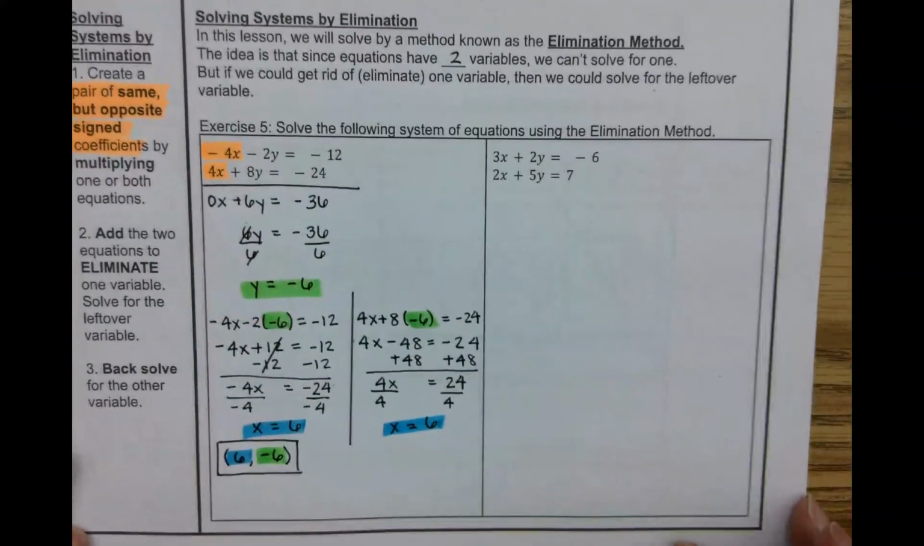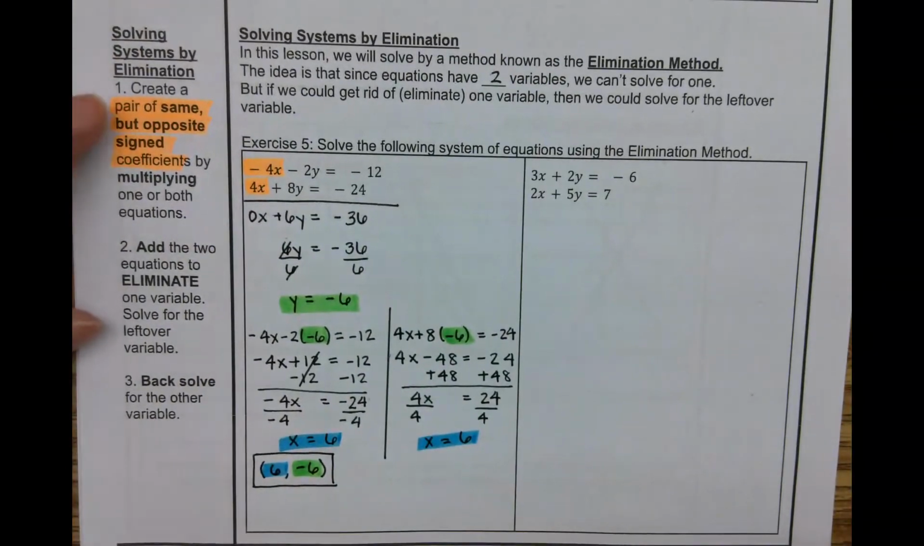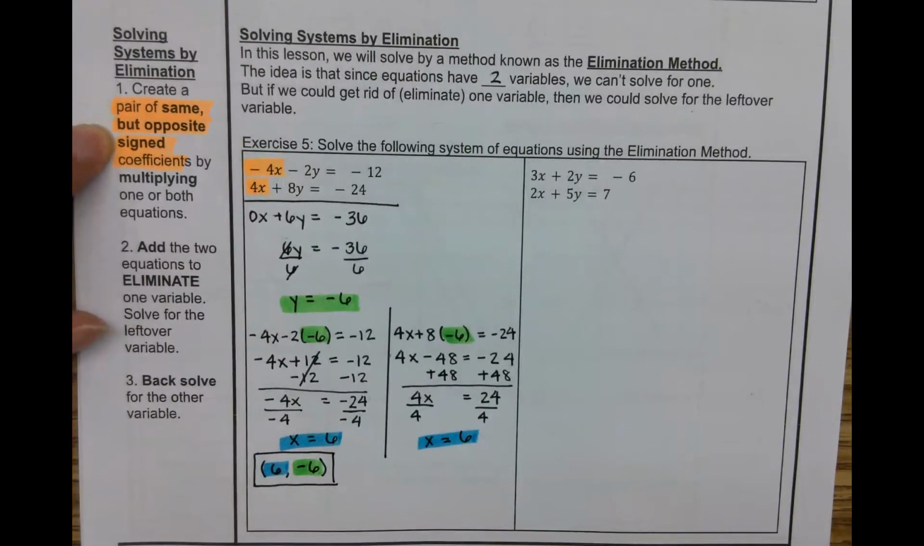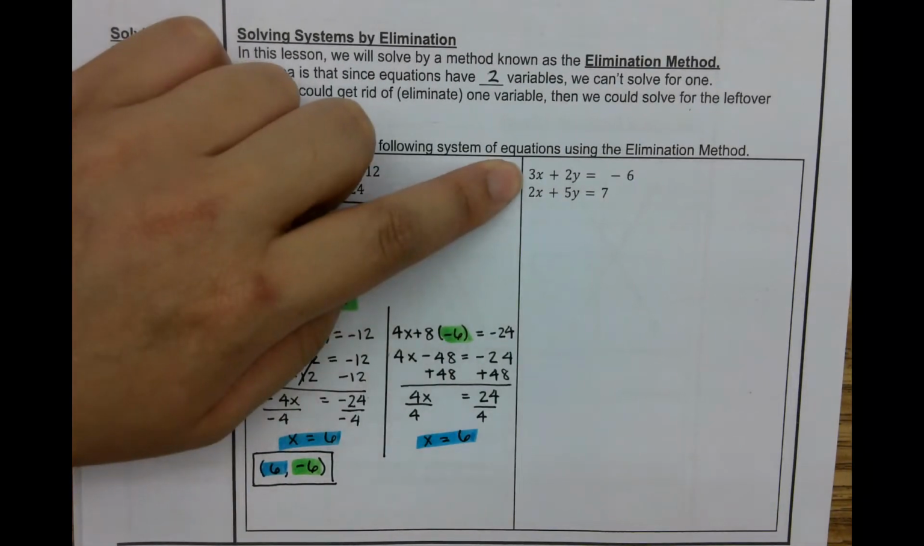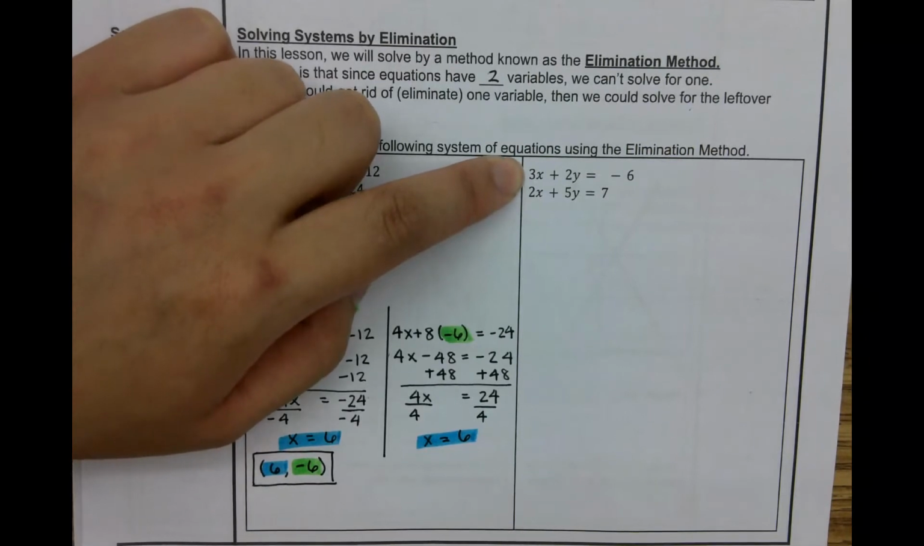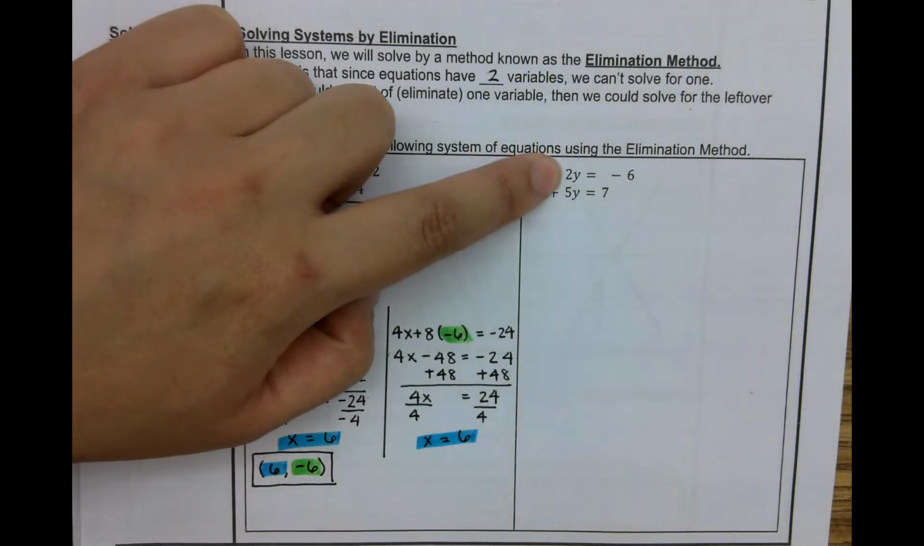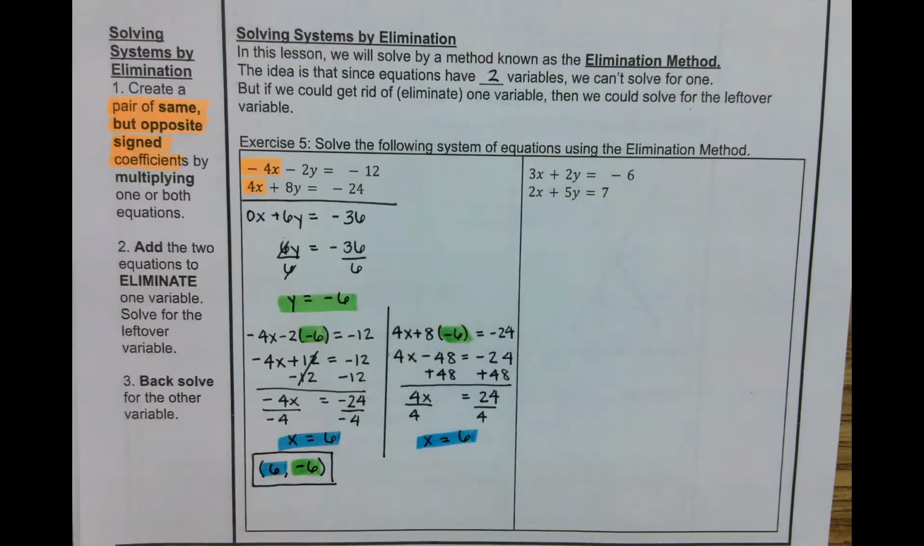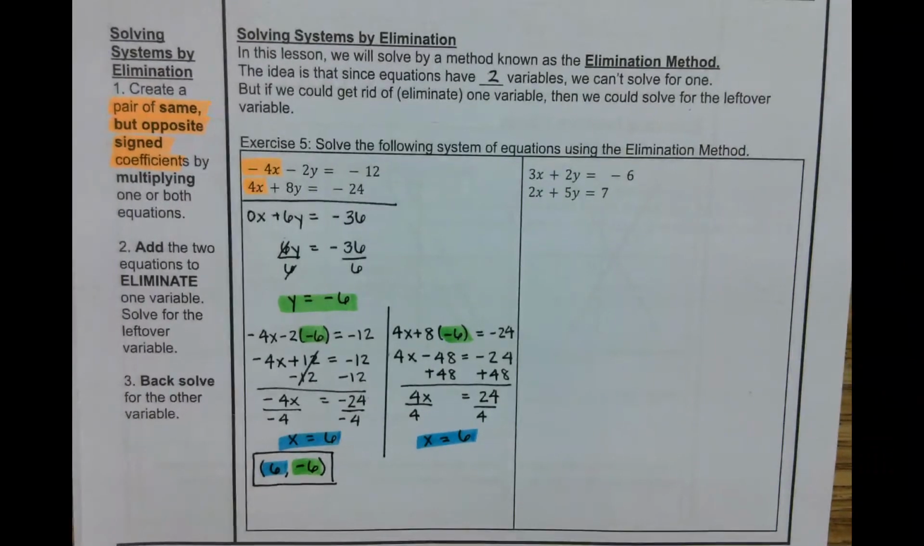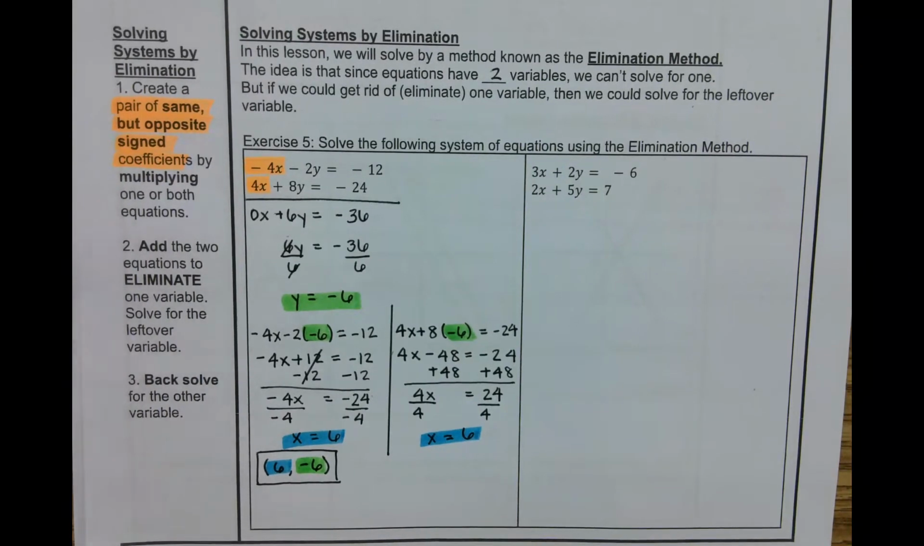Okay, so the first thing I want is same but opposite signed coefficient. So here for x, my coefficient is 3 for the top one and 2. They're not the same. Here I have 2 for the y and 5 for the y. They're not the same. So I'm going to make them the same by multiplying these equations. Okay? So it's up to you whether you want to get rid of x or y. It really doesn't matter.